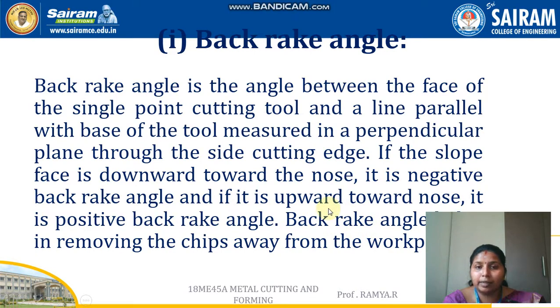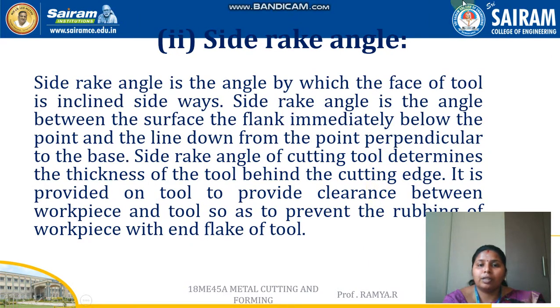So this rake angle is of three categories: positive rake, negative rake and zero rake. If it is downward, it is a negative rake angle. If it is upward, it is a positive rake angle, and if neutral, it is a zero rake angle. So the next one is side rake angle. Side rake angle is the angle by which the face of the tool is inclined sideways.